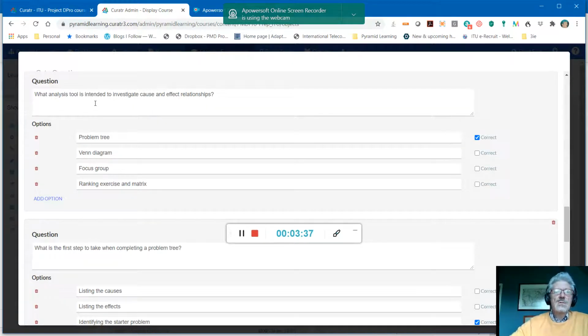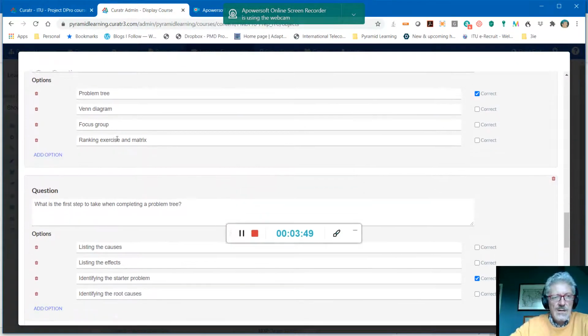What analysis tool is intended to investigate cause and effect relationships? Well, it's the problem tree. That's what it's entirely about. What is the cause? Why? And it shows you causes and it shows you the effects.